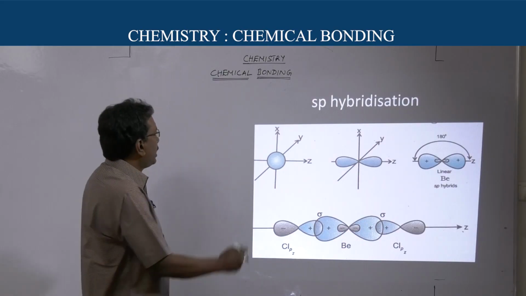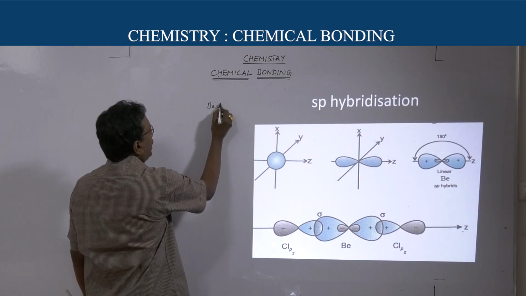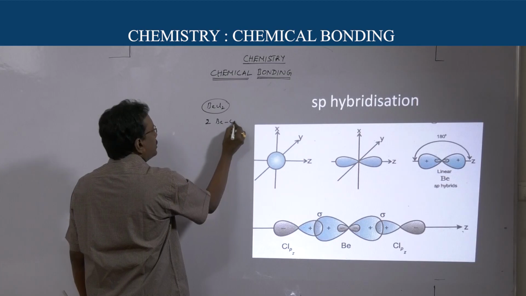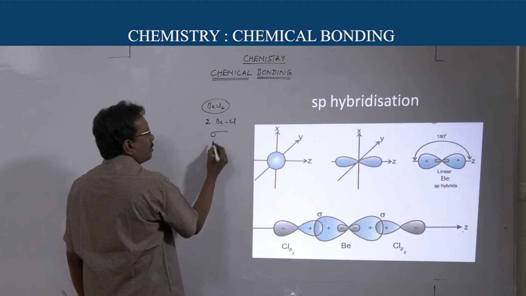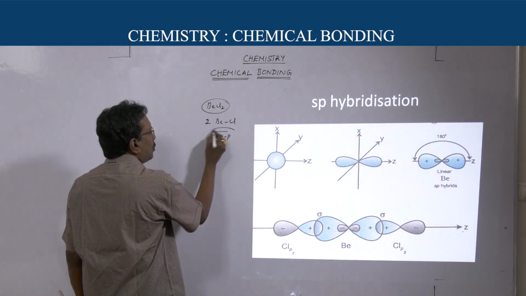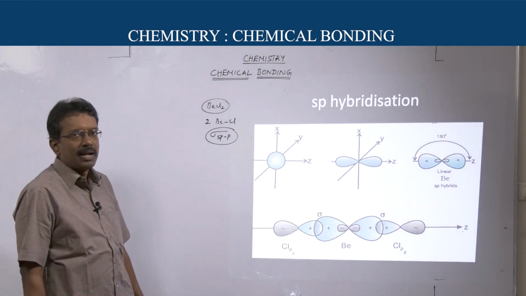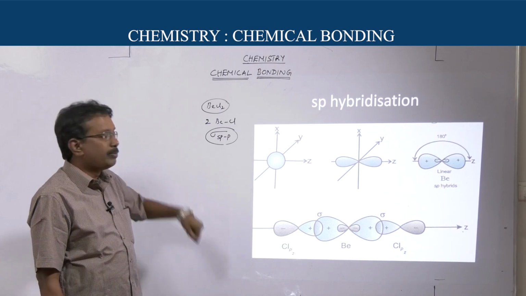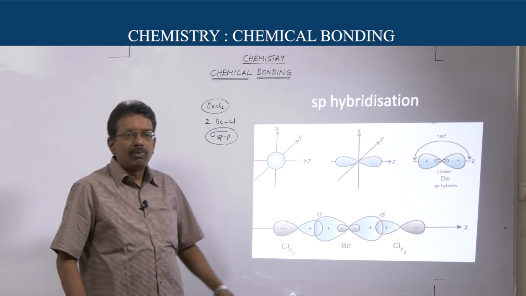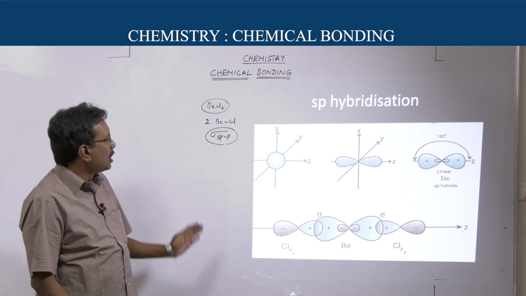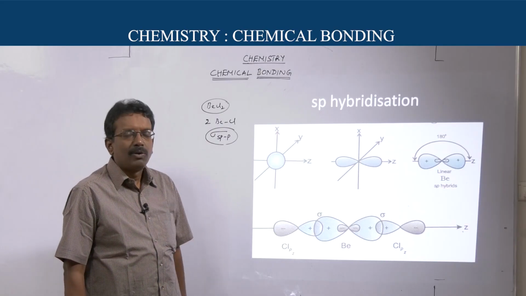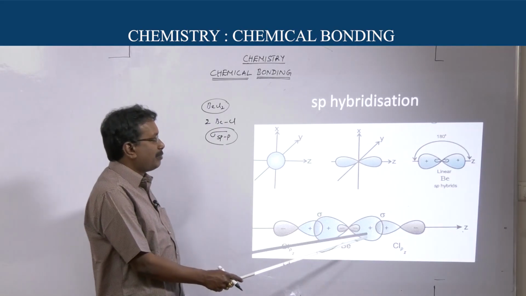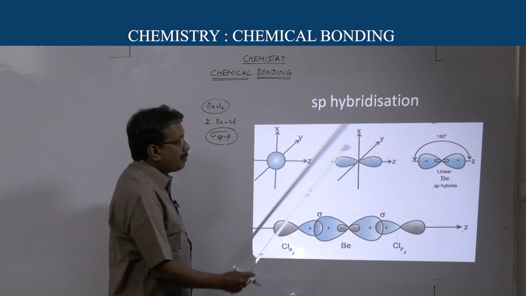So overall, in the BeCl2 molecule, in beryllium dichloride, we have two Be-Cl bonds and both are sigma bonds. Both are formed by what type of overlapping? sp-p overlapping. So this is called the nature of bonding. This also we have to practice. So in BeCl2, what is the nature of bonding? Nature of bonding means what type of orbitals participate in bonding, what type of orbitals participate in overlapping. So the sp hybrid orbital of beryllium overlaps with the p orbital of chlorine.